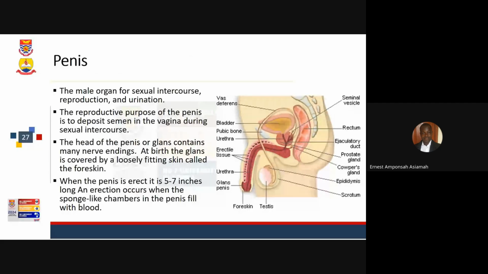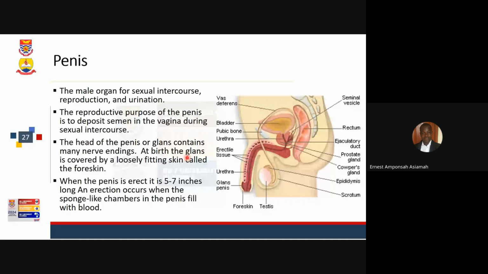So then we have the penis. The penis is a male organ for sexual intercourse, for reproduction, and also urination. And the purpose of the penis is to deposit semen in the vagina during sexual intercourse.